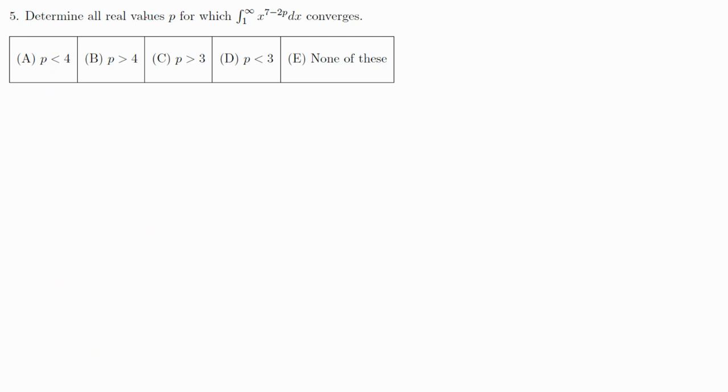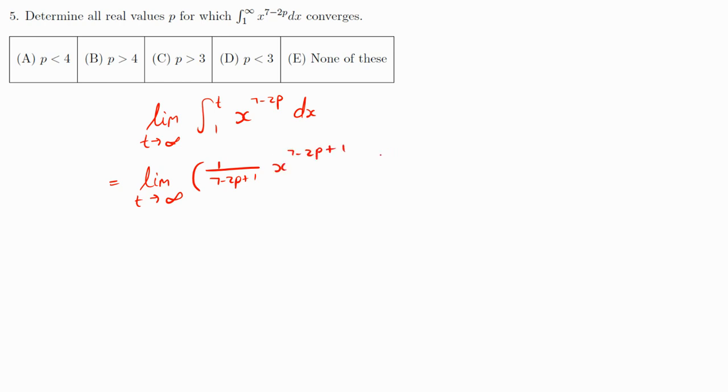Perfect. Now number 5. Determine all real values p for which this converges. Okay, so let's rewrite this as a limit to make it easier to work with. The integral of x to the power 7 minus 2p dx. Let's quickly do this integral. So this will just be 1 over 7 minus 2p plus 1, x to the power 7 minus 2p plus 1.